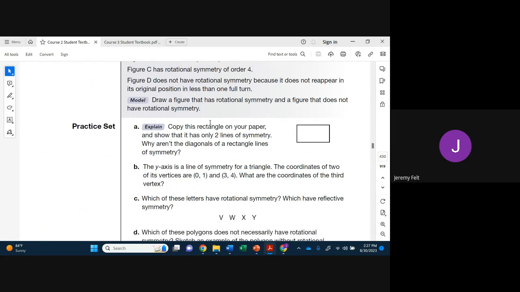Okay, so that's lines of symmetry and rotational symmetry. I can apply it to polygons, different shapes, but also we can use it for letters or pictures or things like that. Is there anything that's symmetrical if we draw a line down it?